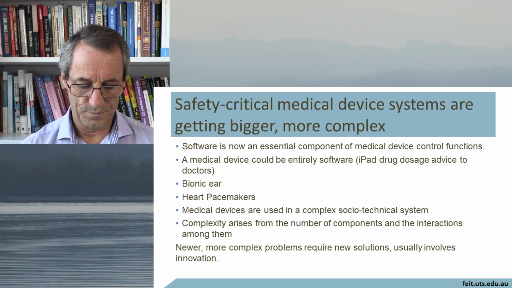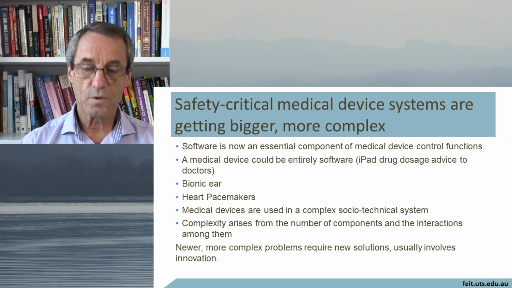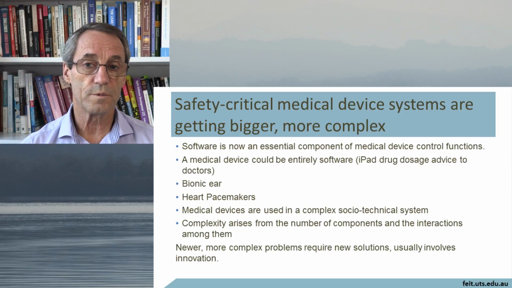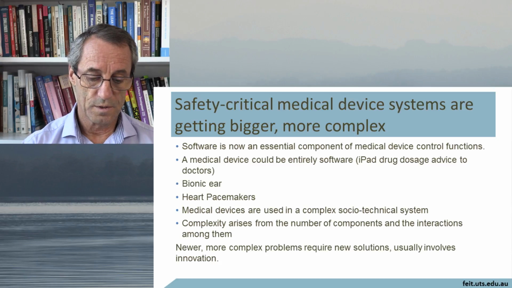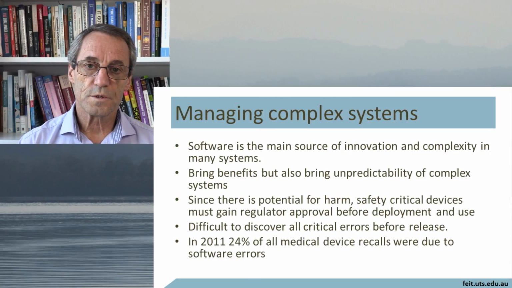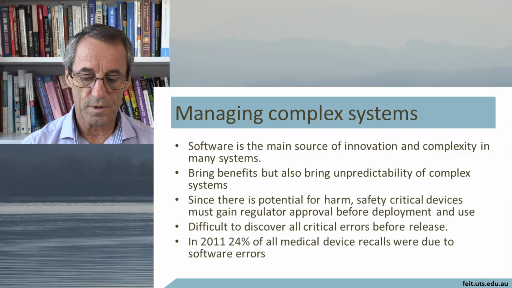dependent on software. The newer, more complex systems require new solutions, and it usually involves innovation. I mean, if you're going to do something new, it's going to be innovative. All right. So look at complex systems. Now, software is the main source of innovation in many systems.